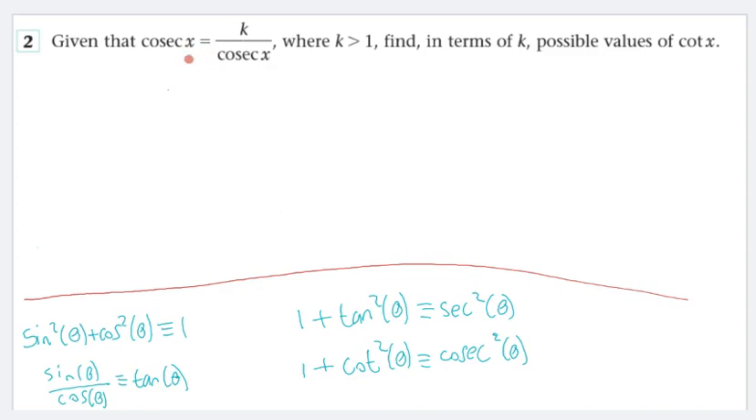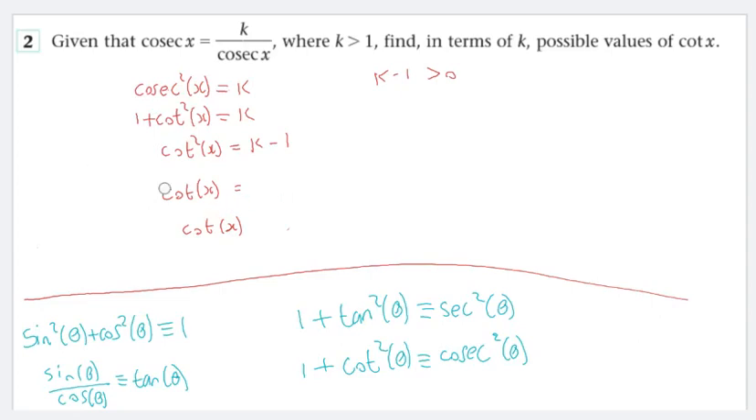Well, if we multiply both sides here by cosec, we get cosec squared x is equal to k. Cosec squared x is the same thing as 1 plus cot squared x using the identity, which equals k. So therefore, cot squared x is equal to k minus 1. Okay, and now this means we get the cot of x is going to be the positive square root of k minus 1, or cot of x is going to be equal to the negative square root of k minus 1.